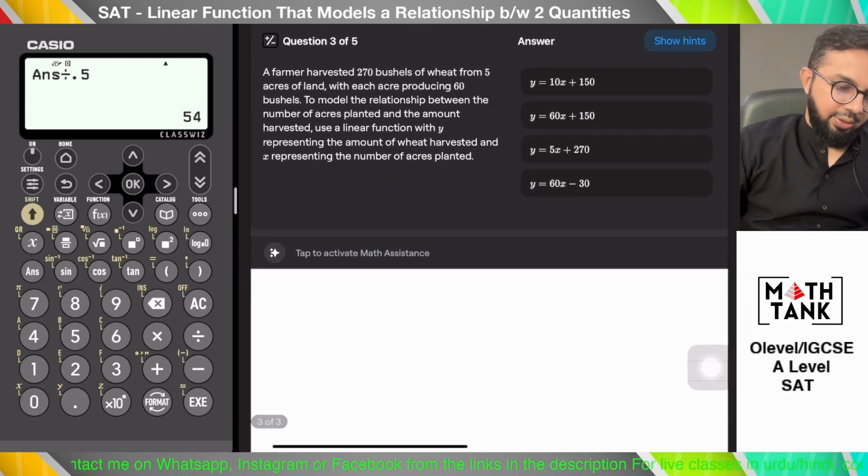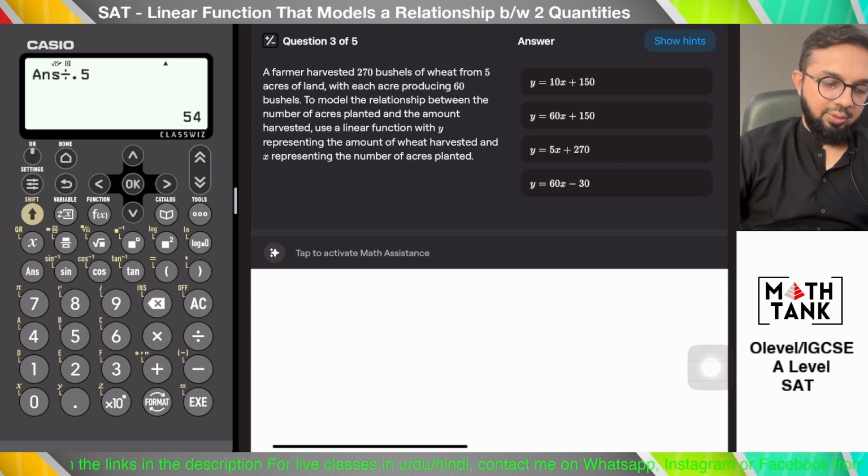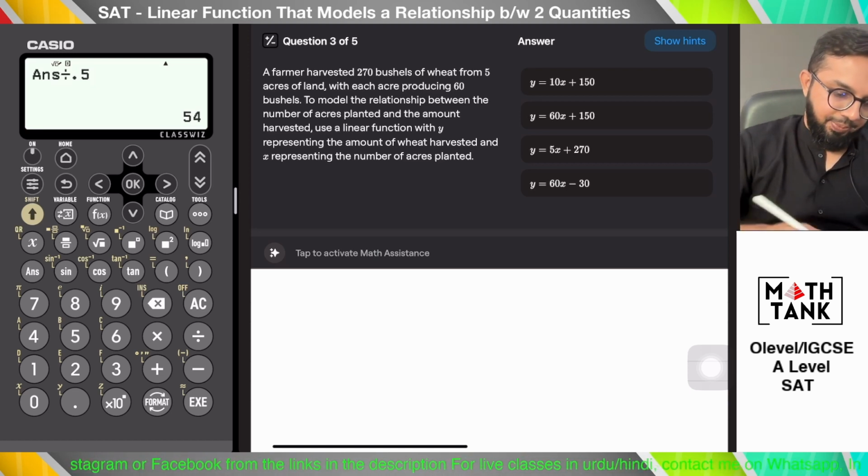A farmer harvested 270 bushels of wheat from 5 acres of land, with each acre producing 60 bushels. To model the relationship between the number of acres planted and the amount harvested, use a linear function with y representing the amount of wheat harvested and x representing the number of acres planted.